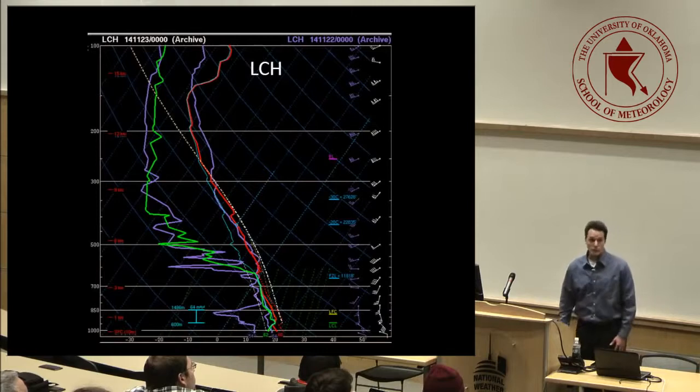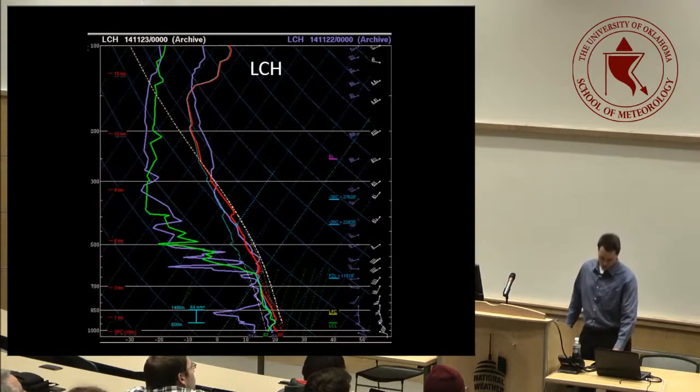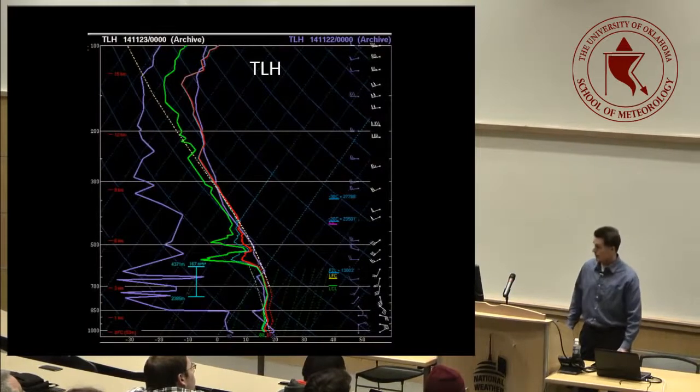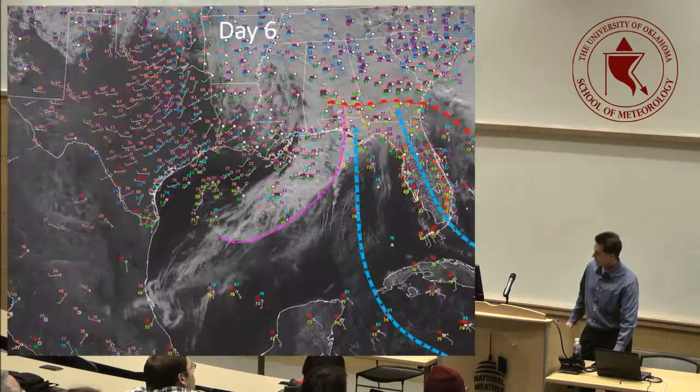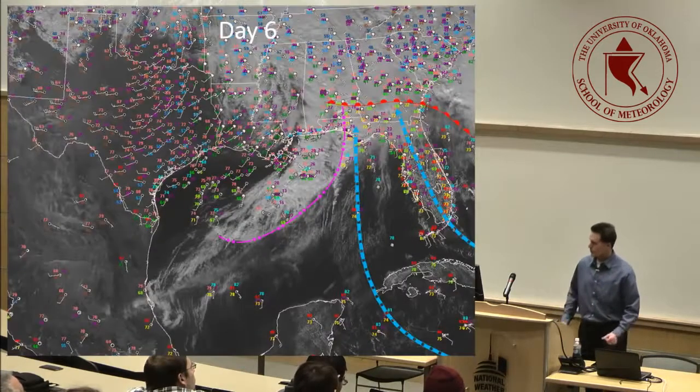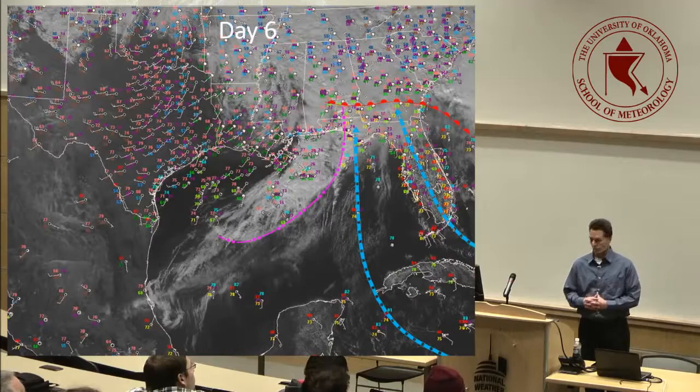Lake Charles, we've moistened quite a bit from the previous day. In this case, we're in a warm advection regime there, as noted by the strong veering wind profile, and there's precipitation formation not too far to the east of them. And if you go to Tallahassee, this is actually tangled up in a lot of rainfall and some elevated thunderstorms over the northeast Gulf Coast in a very strong warm advection profile. All right, this wasn't the most dynamic system in the world, but it did move across the northeast Gulf Coast with some severe weather the next day.